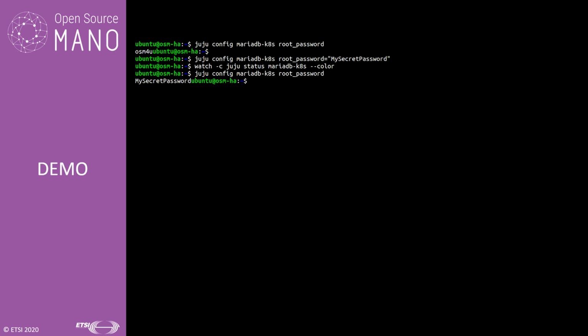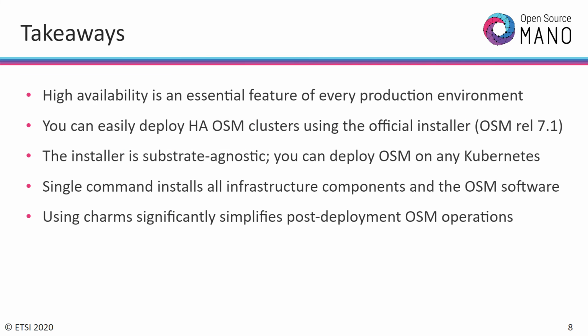As you can see, using upstream OSM charms not only accelerates the deployment process, but also significantly simplifies daily OSM operations. Moving to the end of this video, let's briefly recap what we have learned. High availability is an essential feature of every production environment, so you will need it sooner or later. Fortunately, starting from OSM release 7.1, you can easily deploy highly available OSM clusters using the official upstream installer.